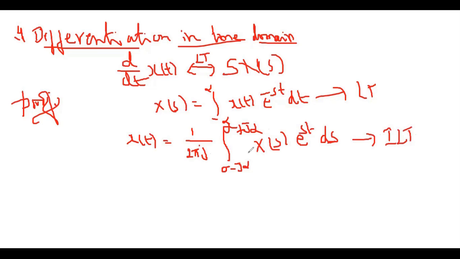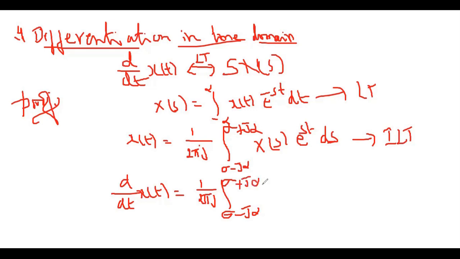Now we can apply the derivative on both sides with respect to t. So d by dt of x of t is equal to 1 by 2 pi j. There is no t in this function, and the integral is with respect to ds, not time. So X of s is also a constant. Only e power st has t, so we need d by dt of e power st, and ds.